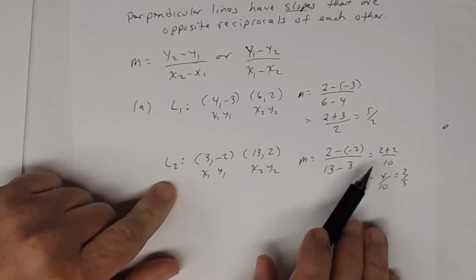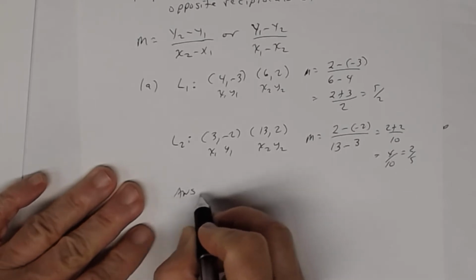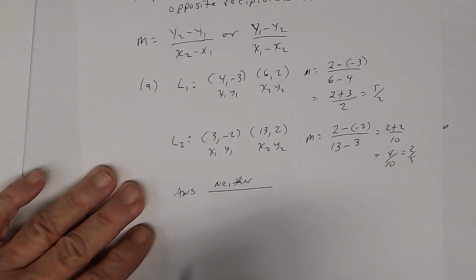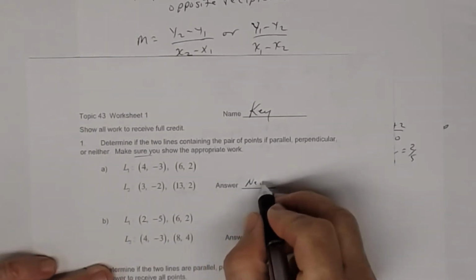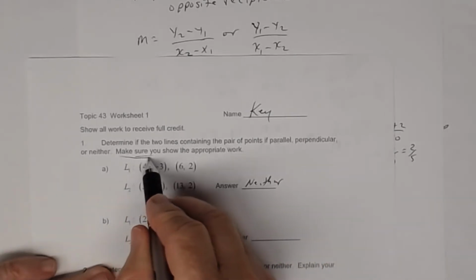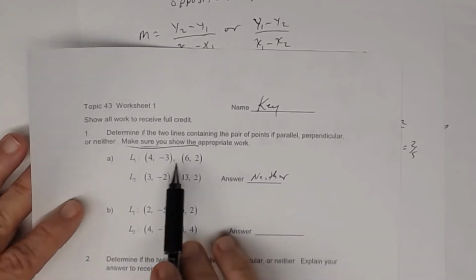And the answer is no, right? So then the answer you're going to say will be neither. So that's neither. Okay? So in 1A, the answer is neither. So remember the work, though. You got to show the work. Make sure you show work. So you had to show the work you did to find the slope of each.